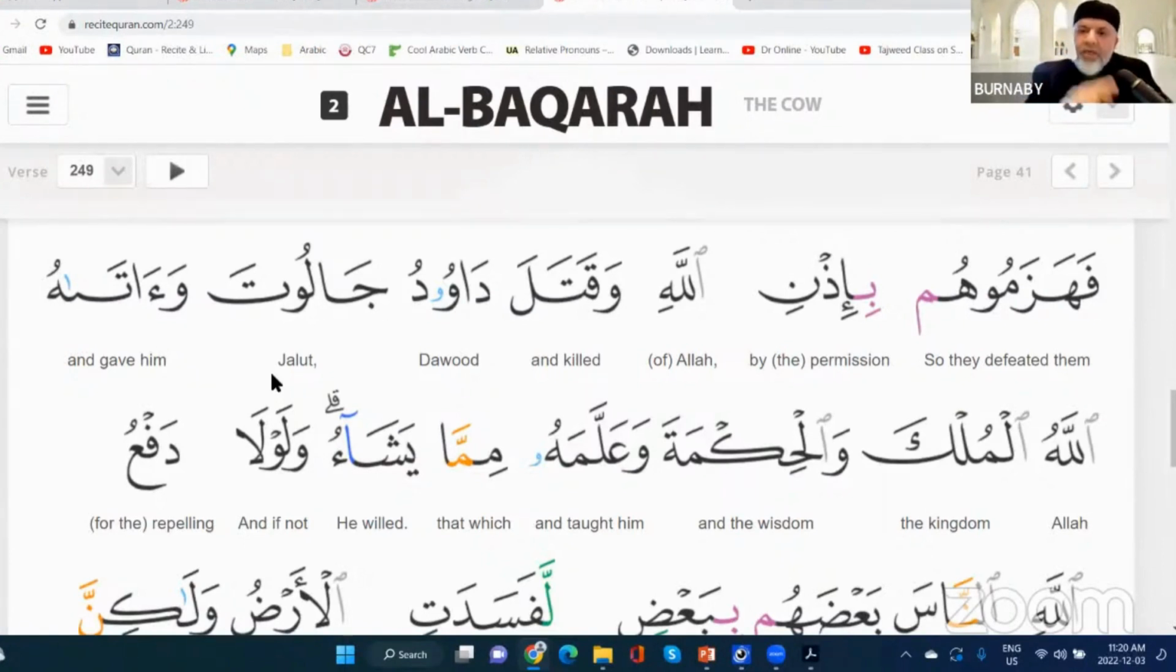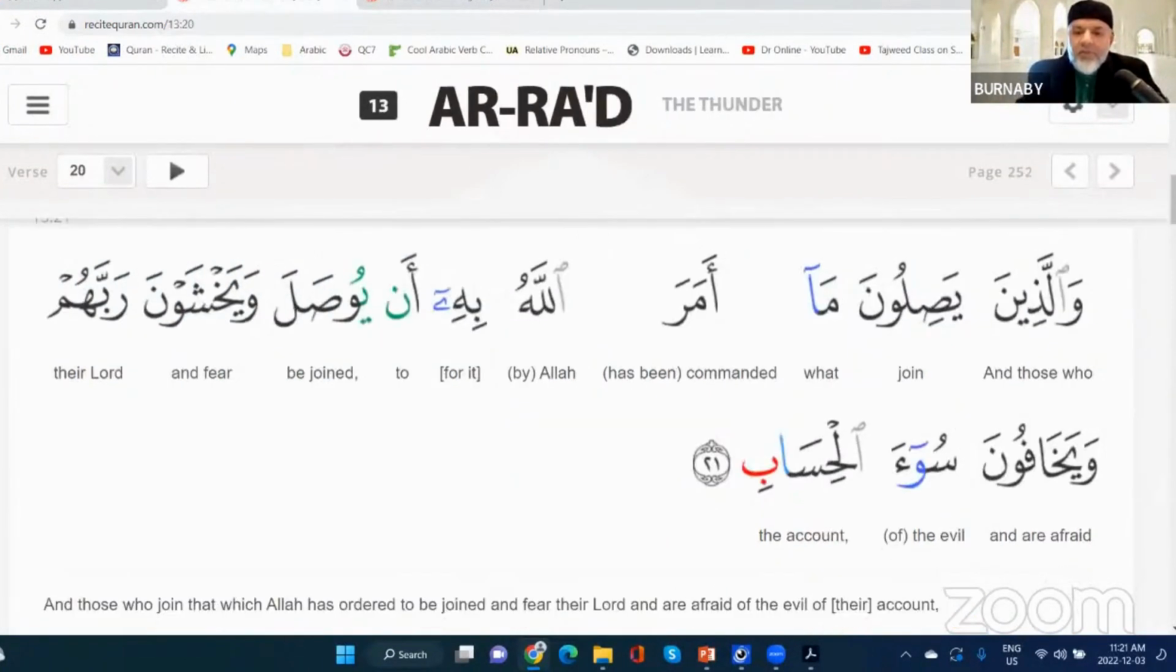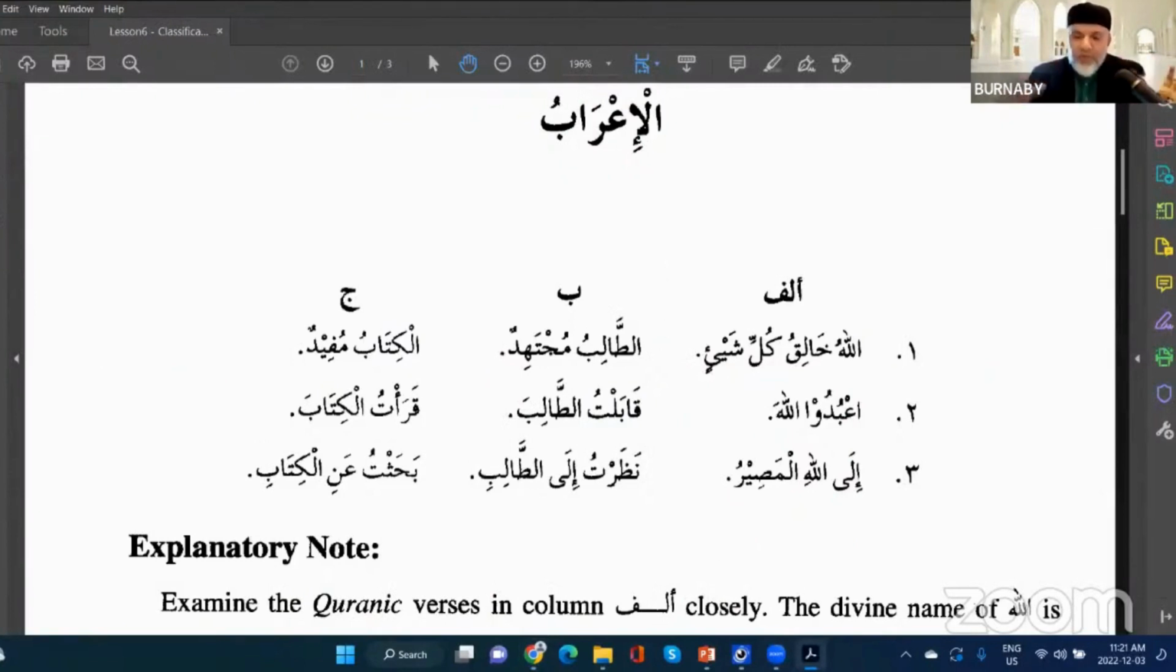Because Jaluta is nasab, is the object. Daudu is Rafa, is the subject. Agree? How many people understand this concept? Okay, good. So that is exactly what I'm trying to point out right now, that first of all, how do we find out the status? And then to some degree, I'm telling you the function of it, okay?